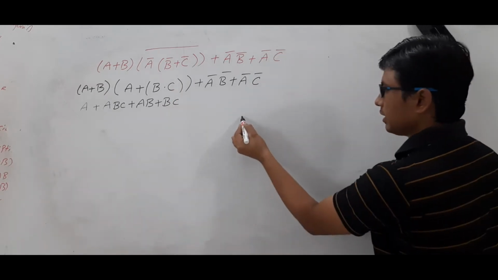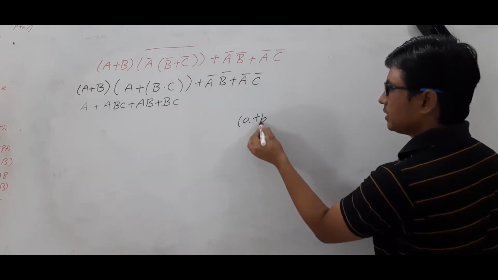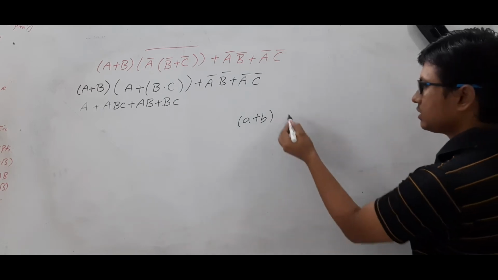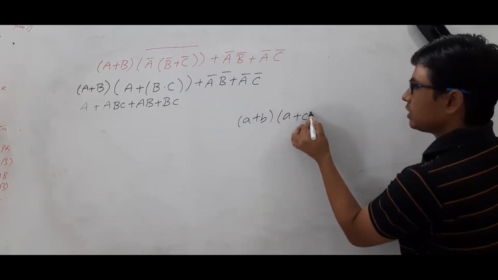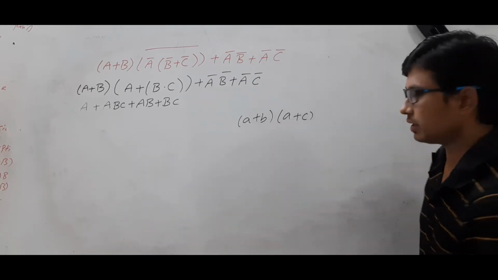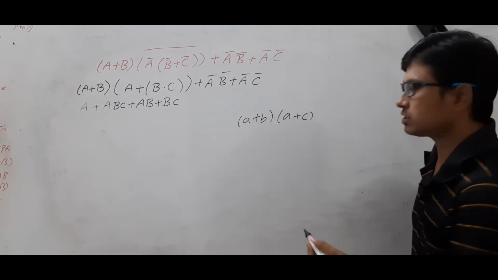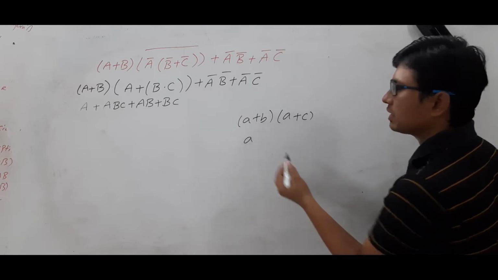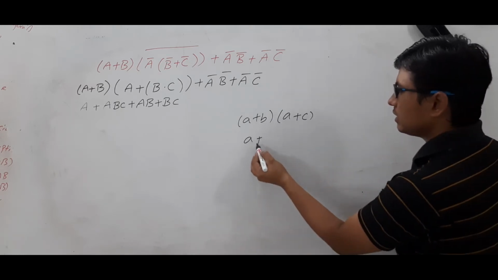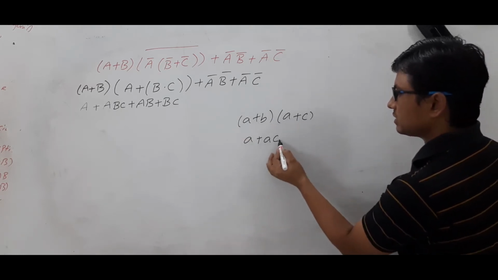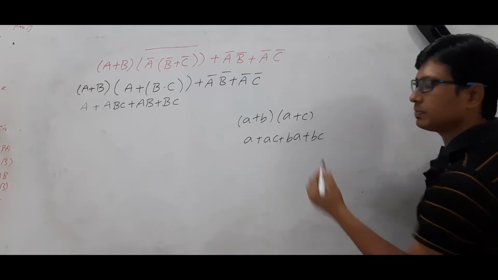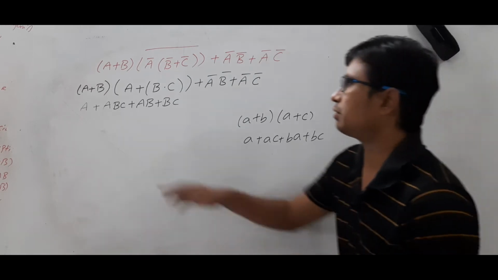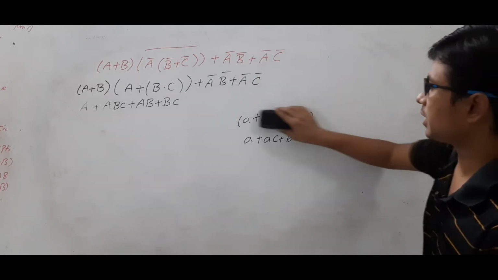What I have done: I have A + B, and suppose similarly let's take some A + C. What I have done is A into A. Usually in mathematics we will get A squared, but here A into A we will get A. Then A into C I will get AC, B into A I will get BA, B into C I will get BC. Is it clear? So that is what I have done here. I hope you are understanding it.